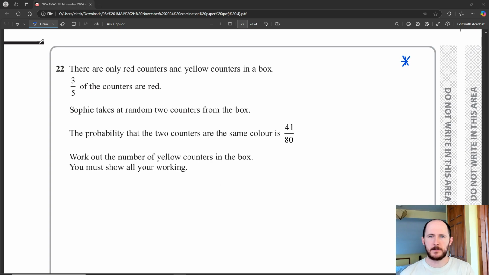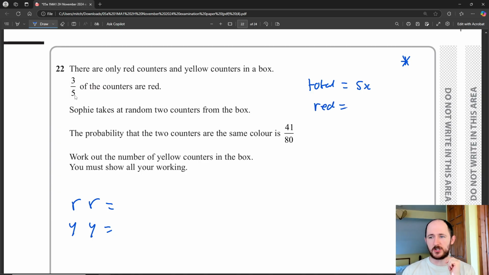Okay. So they've given me this information here. Probability that they're the same colour. So the 2 possibilities are 2 reds or 2 yellows. So we're going to work out those probabilities and then add them, because both of those are valid ways, right? So we can either have 2 reds or 2 yellows. Now, because 3/5 of the counters are red, I might say that the total number of counters is 5x. Why? Because that's the denominator here. That means red is just 3x and yellow is 2x.